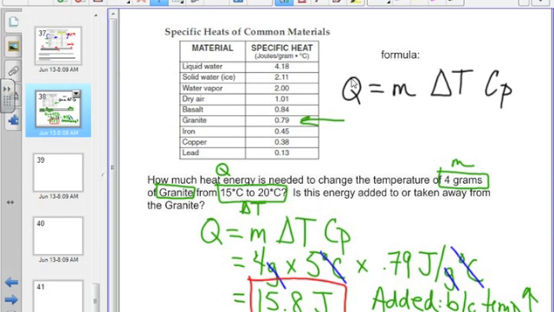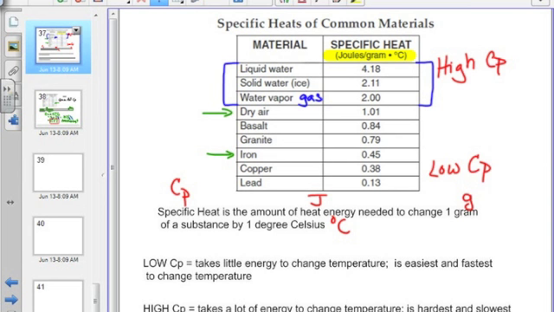If the temperature change had been, say, the exact opposite, from 20 degrees Celsius to 15 degrees Celsius, the calculation would have looked identical. We'd still be having 15.8 joules of energy involved, but if the temperature went down, that energy would have been taken away from the granite. So to figure out added or taken away, just look at the temperature change. Did it increase or decrease? So whether you need to actually do a straight out calculation like we've just practiced, or you're just going to reason through some of the information we talked about looking at the data on the chart, you can handle it either way.